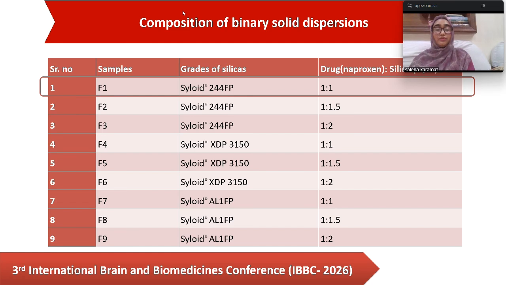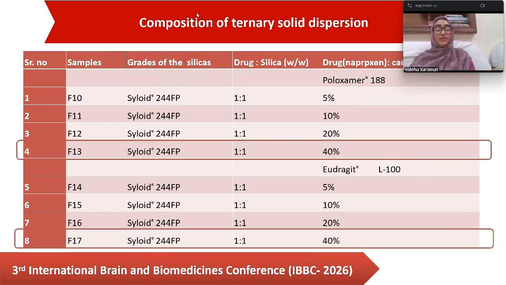Then the composition of the binary solid dispersions: I used 3 different grades of silica with different concentrations. My formulation F1, Syloid 244 at 1:1, is used as the optimized formulation, as its solubility is the maximum compared to the other formulations. Then for the composition of the ternary solid dispersion, my formulations F13 and F17 show greater solubility compared to the other formulations.